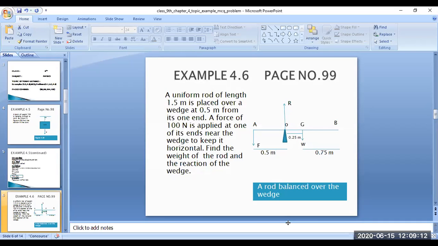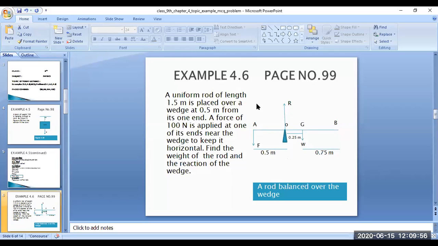So, students, I'm going to tell you what is a wedge, what is the force applied, and what is the moment arm. These all things I will discuss now. So this is a uniform rod. This length is from point A to point B. A to B is the uniform rod of length 1.5 meters. From A to B, if you add 0.75 plus 0.5, you will get 1.5 meters.